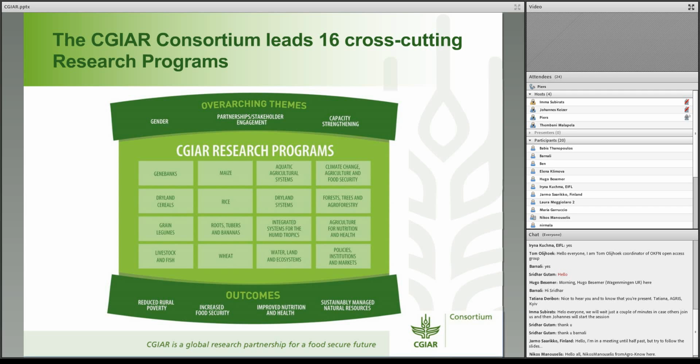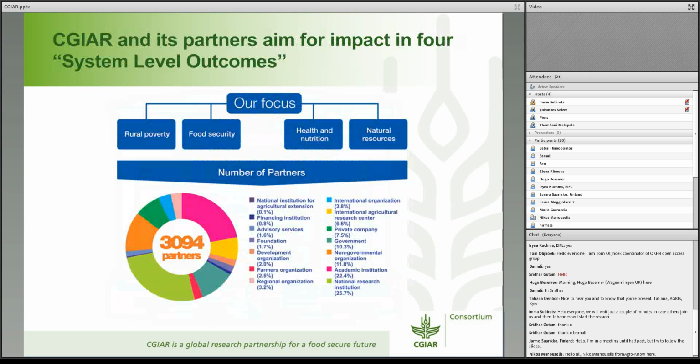All of the research programs work towards 4 system-level outcomes, which are our CGIAR ultimate goals: reduced poverty, increased food security, improved nutrition and health, and sustainably managed natural resources. This slide simply shows those same 4 system-level outcomes, our main focus, as well as the number and type of partners we have. Actually, this number is from 2012, so we're now well over 4,000 partners.